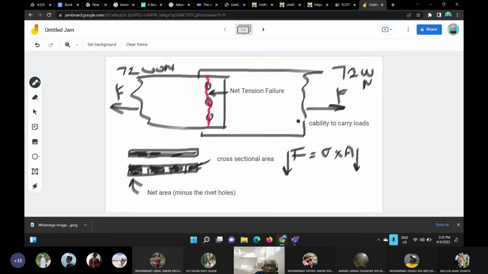So if you apply 8,000 Newton, then you will have the problem of net tension failure. So you must keep the load below 7,200 Newton for you not to fail in terms of net tension.